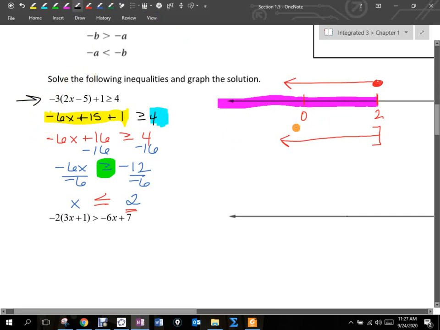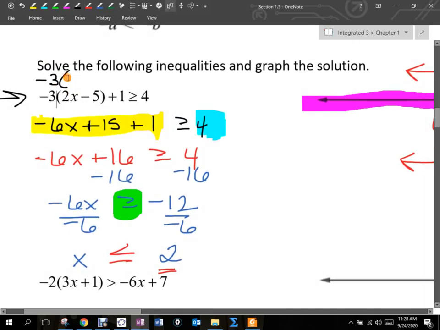So let's try that with zero. Zero is one of those numbers, right? So let's plug zero in. If I plug zero in, I have negative 3. 2 times zero is going to give me what? 0. Minus 5. And then plus 1, is that greater than or equal to 4? Okay, so what's 0 minus 5? Negative 5. So that thing's going to turn into negative 5. So now what's negative 3 times negative 5? 15. So that's going to turn into 15 plus 1. What's 15 plus 1? 16. Is 16 greater than or equal to 4? Yes. That's a true statement, right?